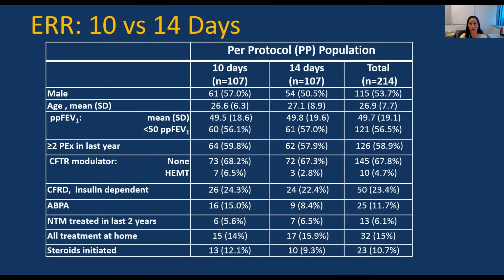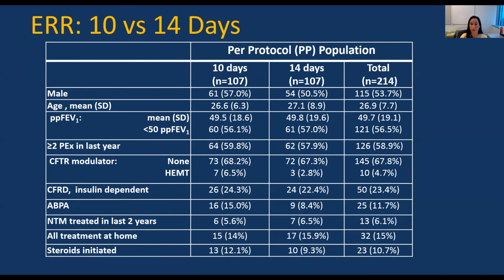Here you can see baseline characteristics and demographics by the treatment group and the ERR, and then overall. Overall, ERR participants were 27 years of age and had a mean percent predicted FEV1 of 50 at the time of enrollment, which was the start of the treatment. The majority had greater than or equal to 2 pulmonary exacerbations in the prior year. Less than 5% were on a highly effective modulator therapy, and about 15% were treated exclusively at home.